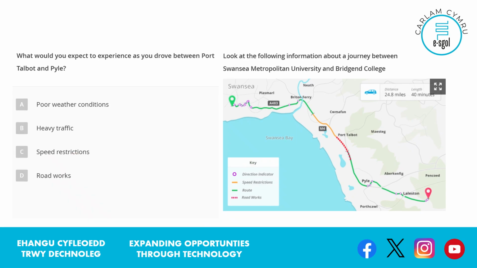Another simple question here asking you to locate specific information using what's available to you. What would you expect to experience as you drove between Port Talbot and Pyle? So, locating Port Talbot and Pyle on the map, looking at the route, you've got the red dashing, the orange, the green, the red dashing, roadworks. You wouldn't expect to come across them at any other point, and therefore it is D, roadworks.